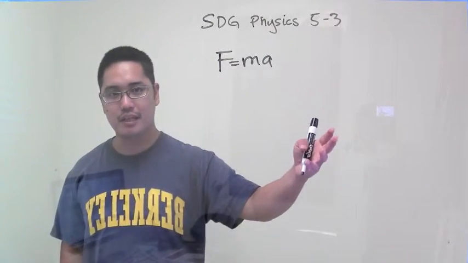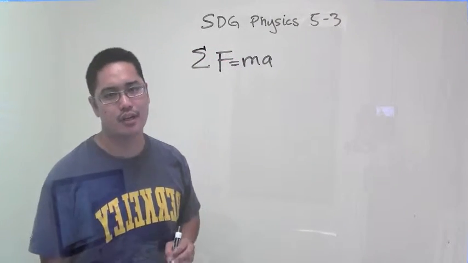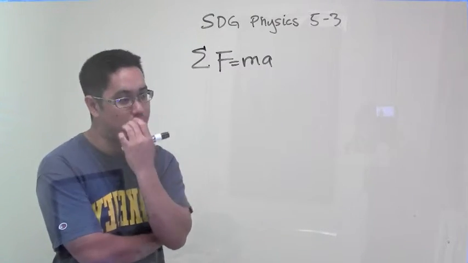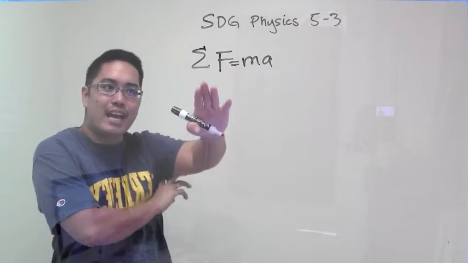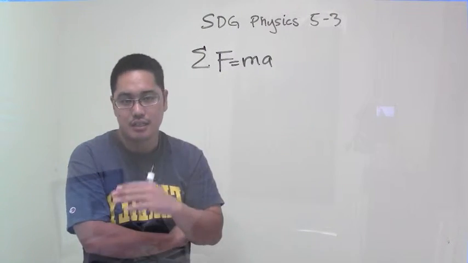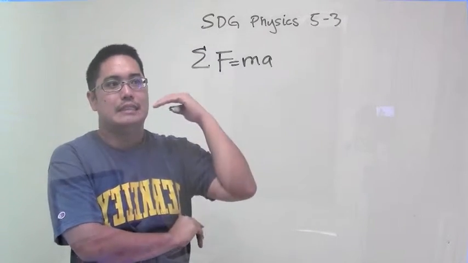Let me tell you a little bit about this thing. Sometimes you're going to see this symbol out in front. That just means the sum of forces is equal to mass times acceleration. What I mean by that is if you add up all of the forces, it's going to equal the mass times acceleration. This is really based off of Newton's second law.